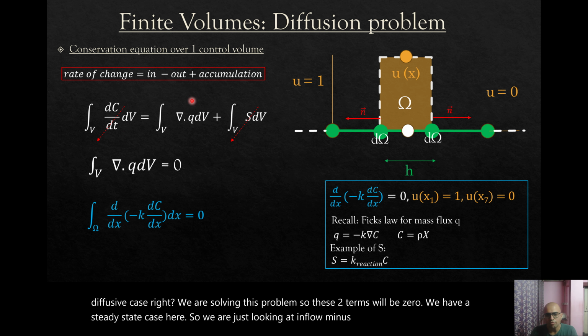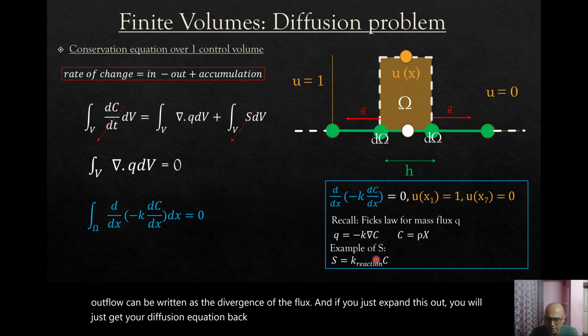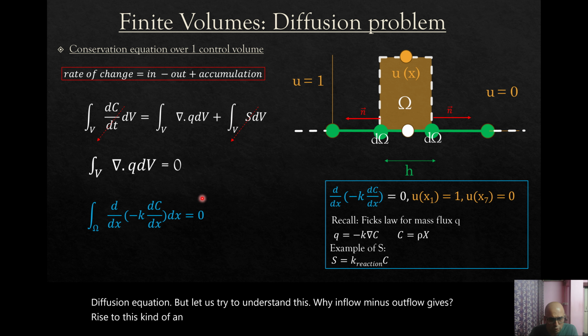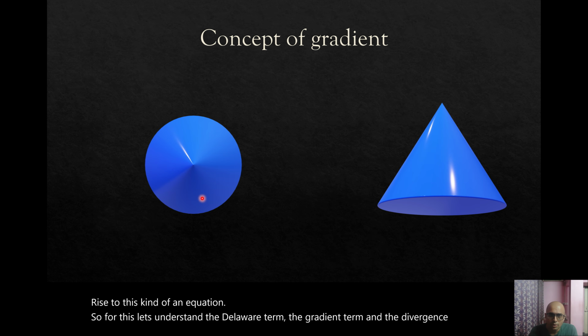Now inflow minus outflow can be written as the divergence of the flux, and if you just expand this out, you will get your diffusion equation back. You will just get del square C minus K del square C, which is your diffusion equation. But let's try to understand why inflow minus outflow gives rise to this kind of an equation. For this, let's understand the del term, the gradient term, and the divergence term. Let's try to understand the concept of the gradient first.